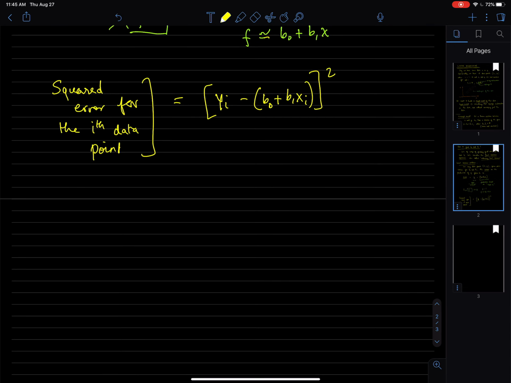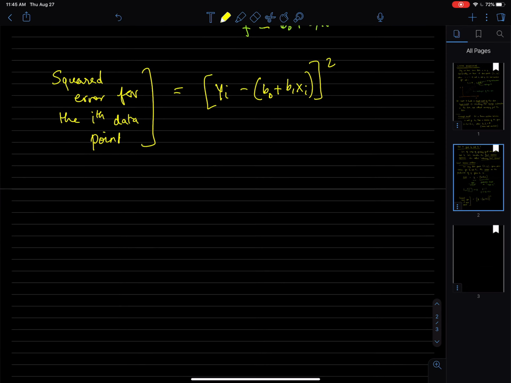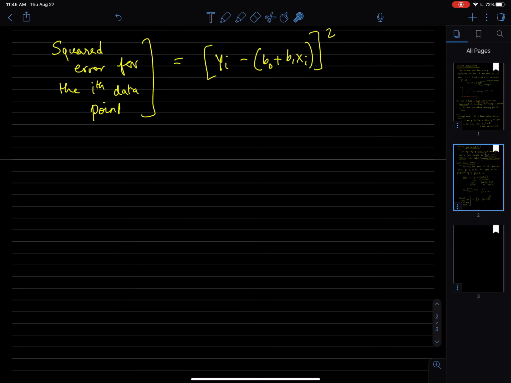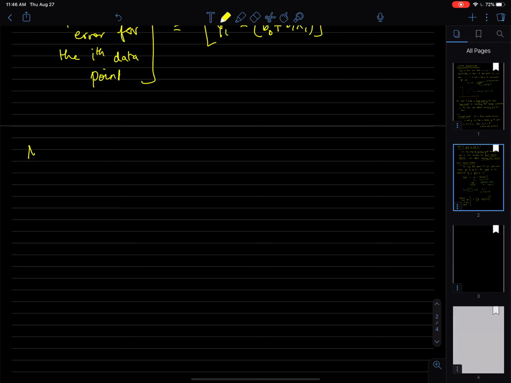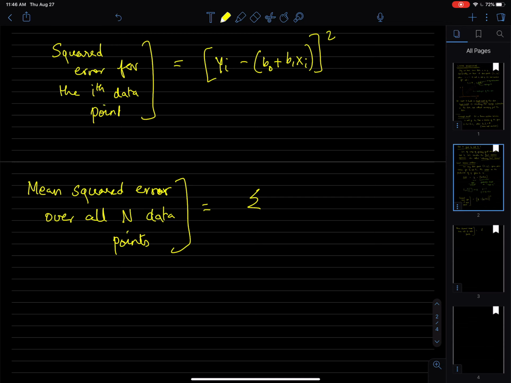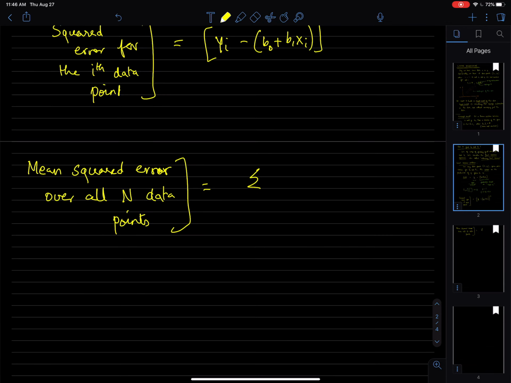Then something you can compute is, of course, you don't want to find B0 and B1 such that the error for a particular data point is minimized. You want to minimize the average error over all data points. So this quantity is called the mean squared error over all n data points. It is given by summing all these squared errors and dividing by n. So this is the notation for that.